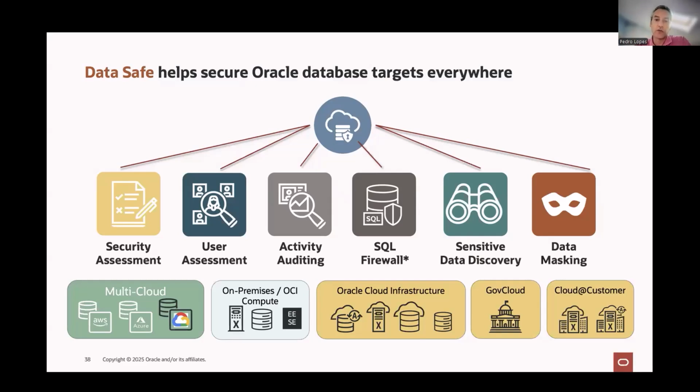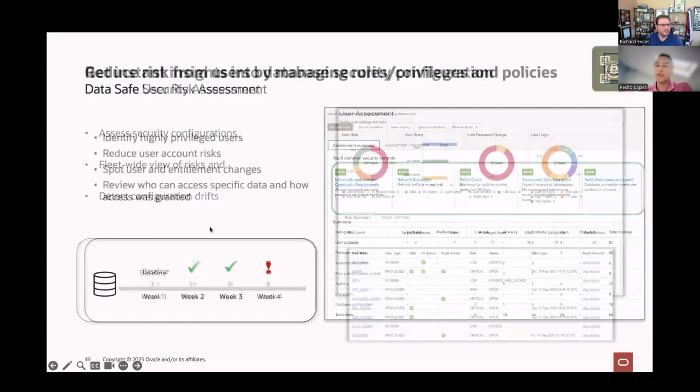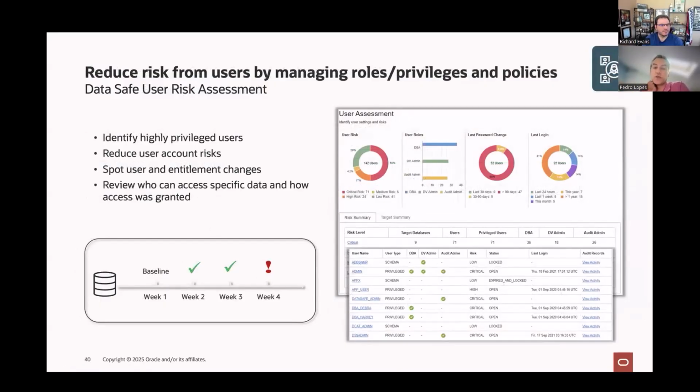So it's a very great tool and can be really a way for you to assess not only your on-prem databases, but also some cloud databases that you might have. Okay. Security assessment will show you a similar summary. It will identify the top 5 common security controls you should have in place and how you rank against it. It will run assessments periodically. You can set a baseline, and if it drifts, you get alerted. You can also now group target databases and do assessments for a group of databases, which is really great.